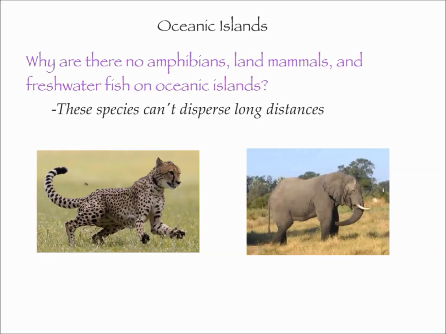First, I will be going over the distribution of species on oceanic islands. Some may ask, why are there certain species on continents and continental islands that don't exist on any oceanic islands, such as amphibians, land mammals, and freshwater fish? The reason is that mammals, amphibians, reptiles, and freshwater fish can't disperse long distances to reach oceanic islands.